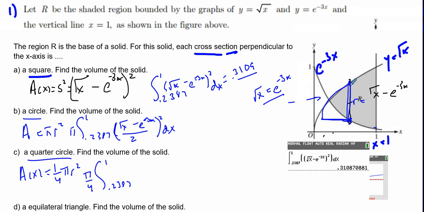Well, our r is actually the length from the top minus the bottom. And so really, it's going to be the square root of x minus e to the negative 3x, and that quantity is going to be squared, dx. So you can see each of these integrals change depending on what this length is and what the equation of our area of the cross section is going to equal.